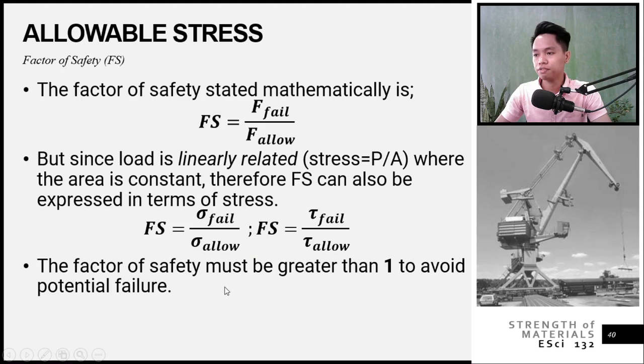Now, the factor of safety must be greater than 1 to avoid potential failure. Right? If that is equal to 1, if you are going to use factor of safety equal to 1, your failure would be equal to your allowable, which is, again, not safe. Right? Not safe if we are going to use factor of safety nga 1. So, usually 1.5, 2, 3, na yung mga factor of safety nga atong usually nga ginagamit. Okay?